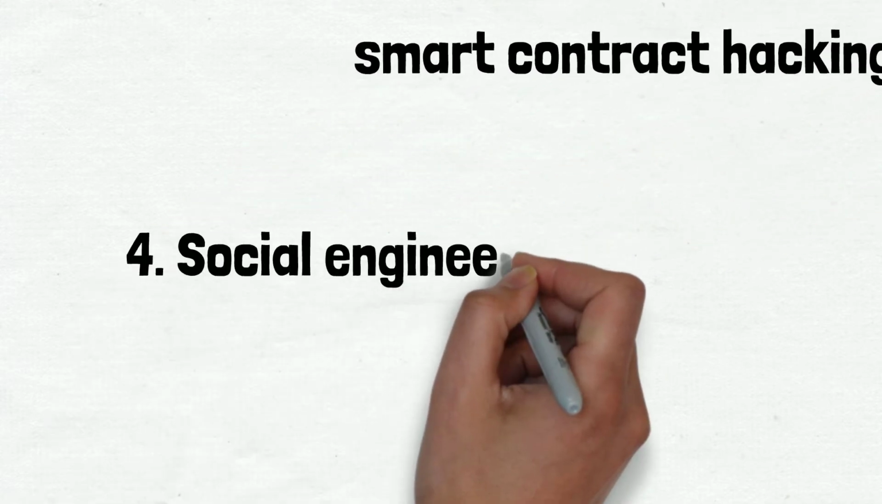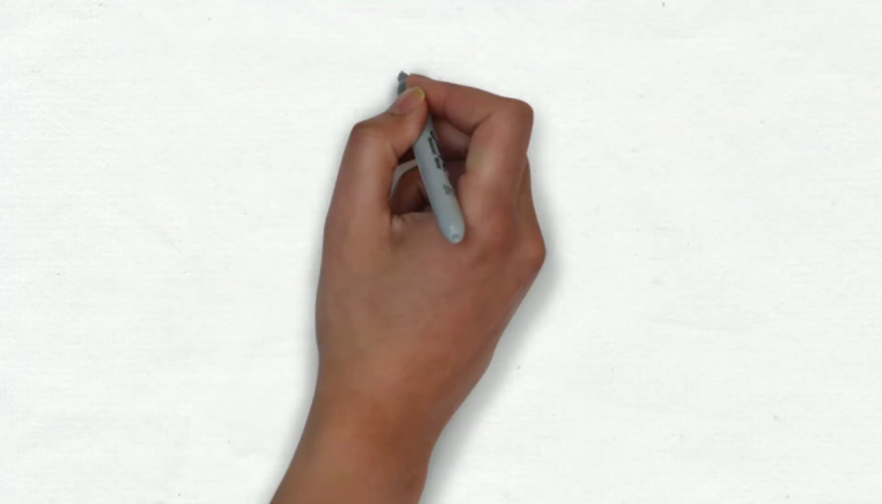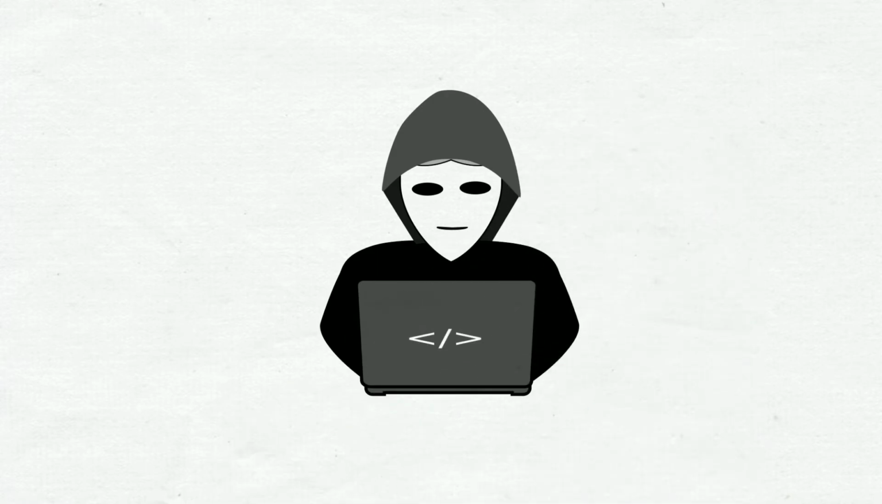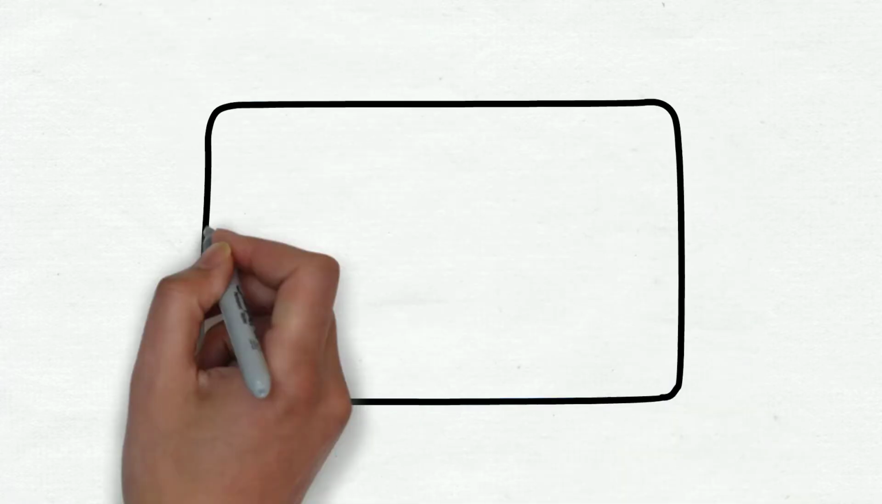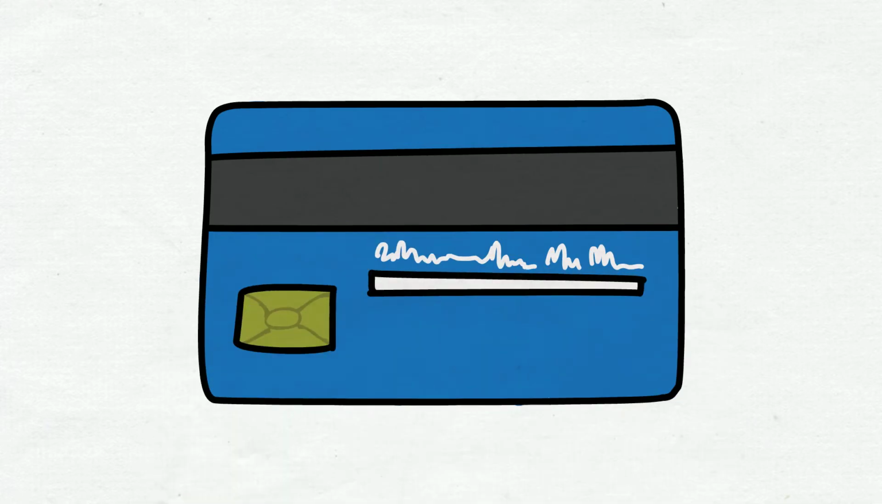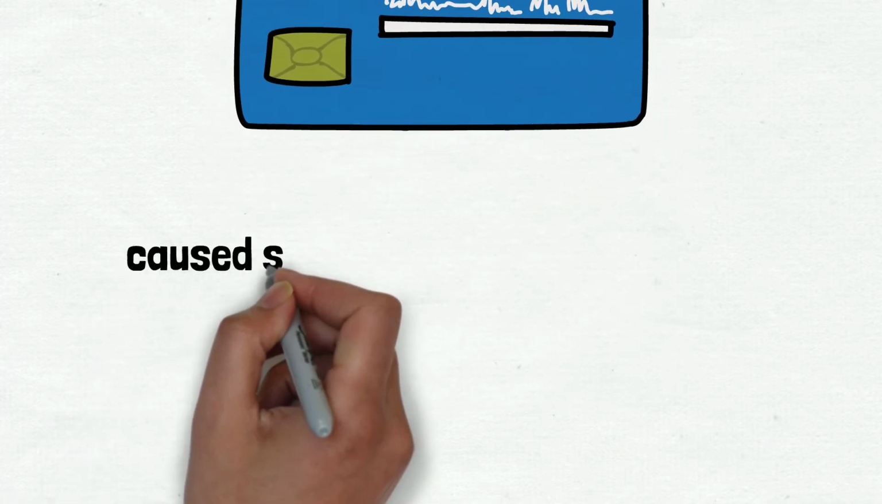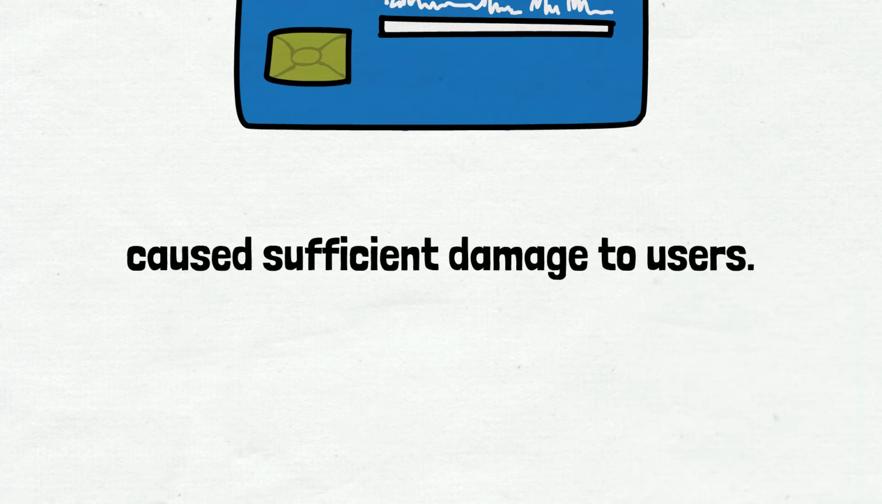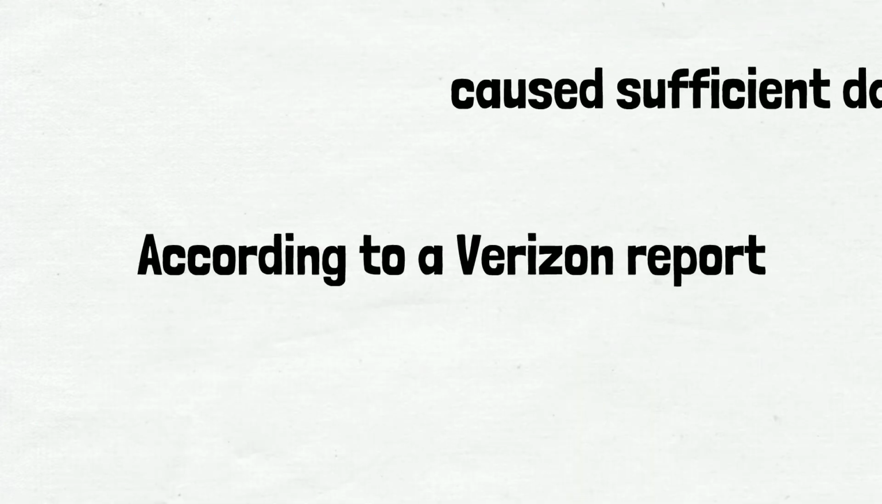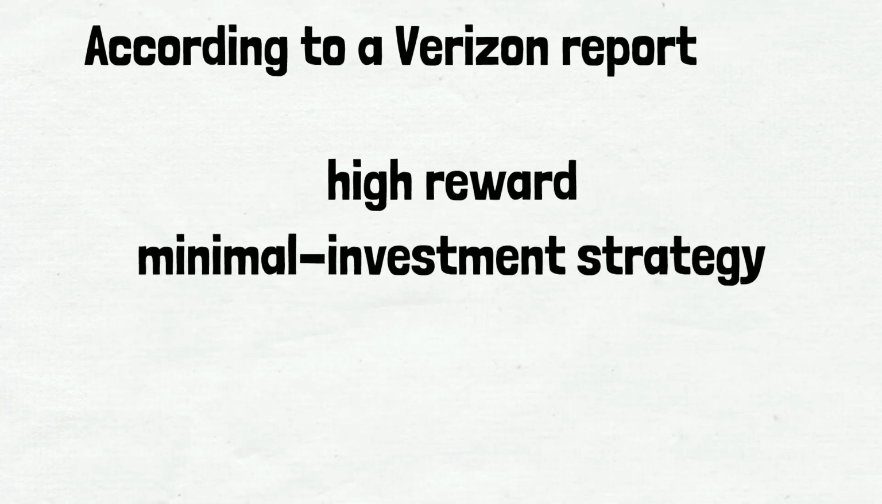Number 4 is social engineering attack. It's a type of attack where the attacker tricks users into giving their login credentials or credit card information. Nowadays, with the help of AI and machine learning, attackers target victims more easily and cause sufficient damage to users. According to a Verizon report, since phishing is an effective, high reward, and minimal investment strategy for cyber criminals to gain legitimate access to credentials, it will continue to be a big cybersecurity threat in 2021.